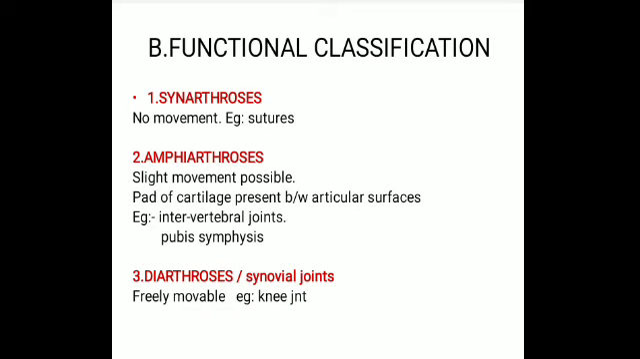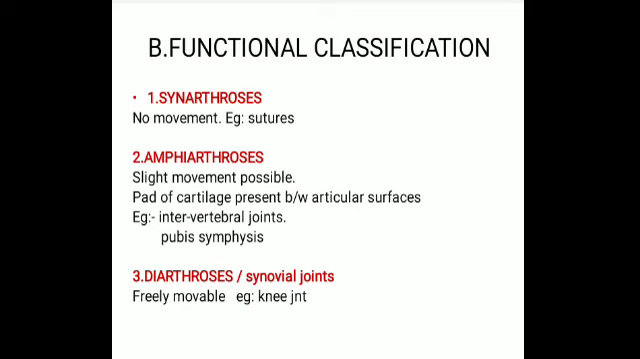Number one, synarthrosis. Synarthrosis means the joints which are not showing any movement. Such joints you can call synarthrosis. The example is fibrous joints like sutures. Second example, gomphosis. Second variety is amphiarthrosis. Amphiarthrosis means the joints which are showing a slight degree of movement. Example, intervertebral joints. Another example, pubic symphysis. Remember, here as we have seen, in the cartilaginous joints the bony surfaces are separated by a pad of cartilage.